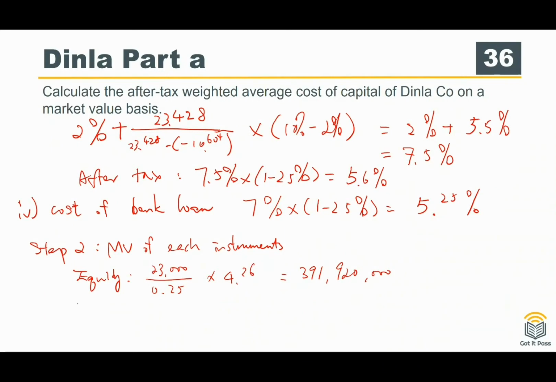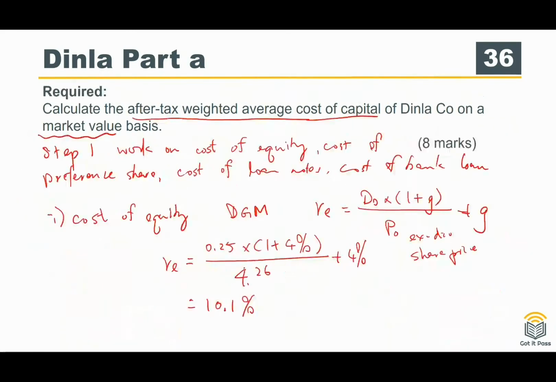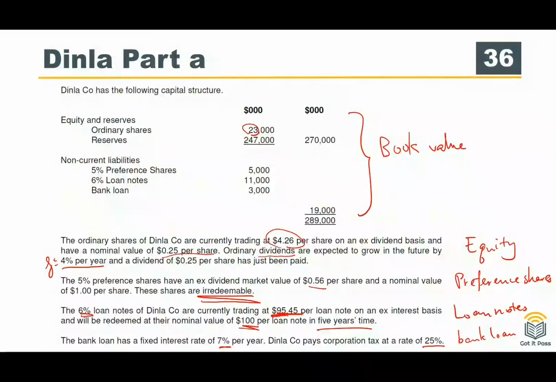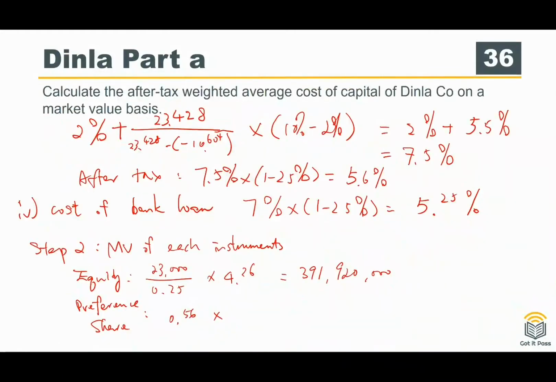Preference shares. For preference shares, what is the market value per share? 56 cents times how many shares outstanding, also in circulation. We check the balance sheet. Preference shares, okay, it is 5 million in the book, and the nominal value is $1. So it is easy, which is 5 million in circulation in terms of the number of shares. For preference shares, it's 5 million.